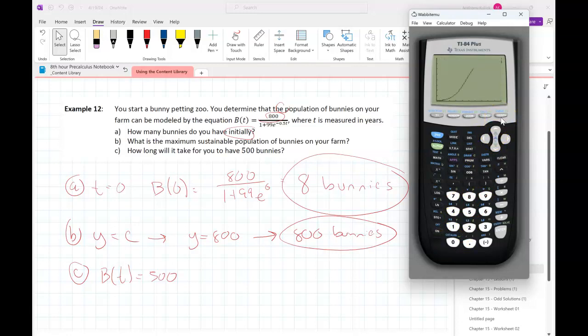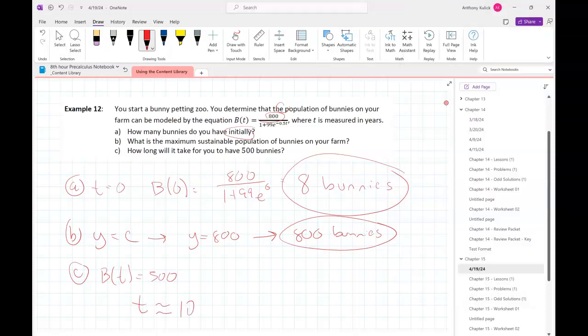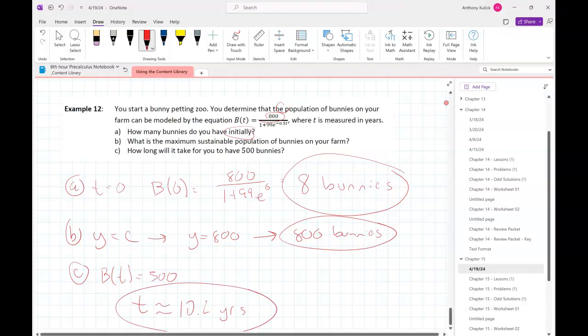So here's my population of bunnies, my logistic curve. Nice S shape there. There's my intersection. Ooh, that happened fast. Those bunnies are getting busy. 10.2 years. Yikes. So it took 10.2 years to go from 8 bunnies to 500 bunnies. They're not messing around there. You get it, bunnies.